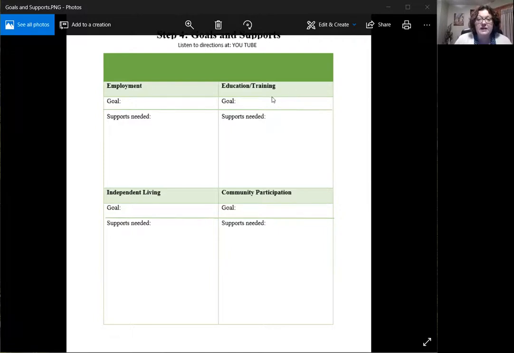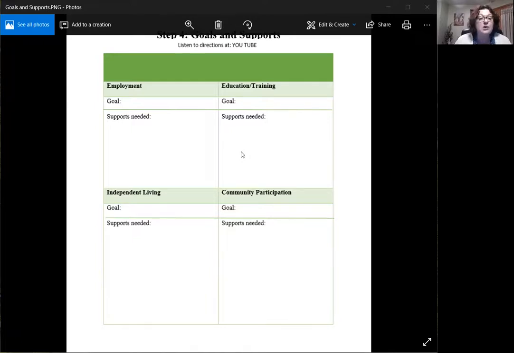Education and training. If a student is going to go on to college, what kind of supports are they going to need? If financial supports are a concern and they've shared that with you, write that one down. You might write their goal is to attend a 2-year university. The supports they need might be financial aid. The supports they need might be support in registering, support in contacting the disability support office. So those are the kind of supports we think about.